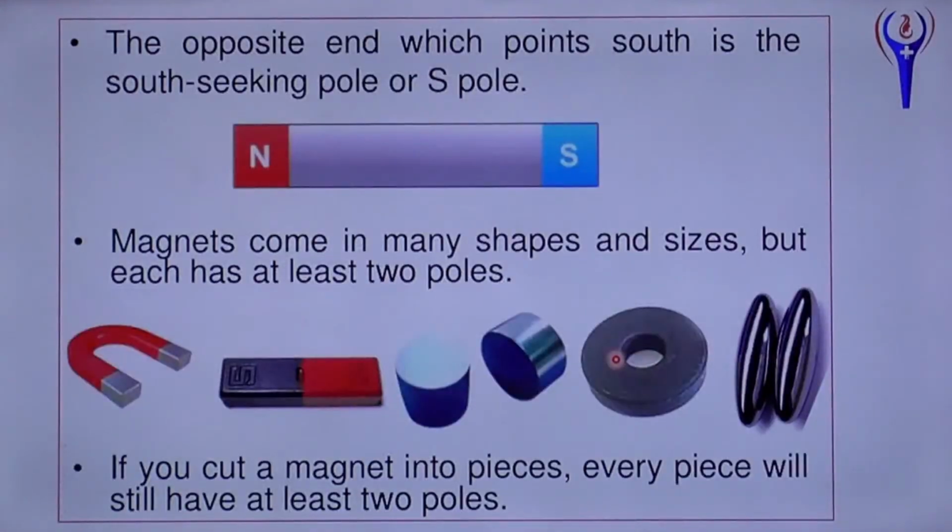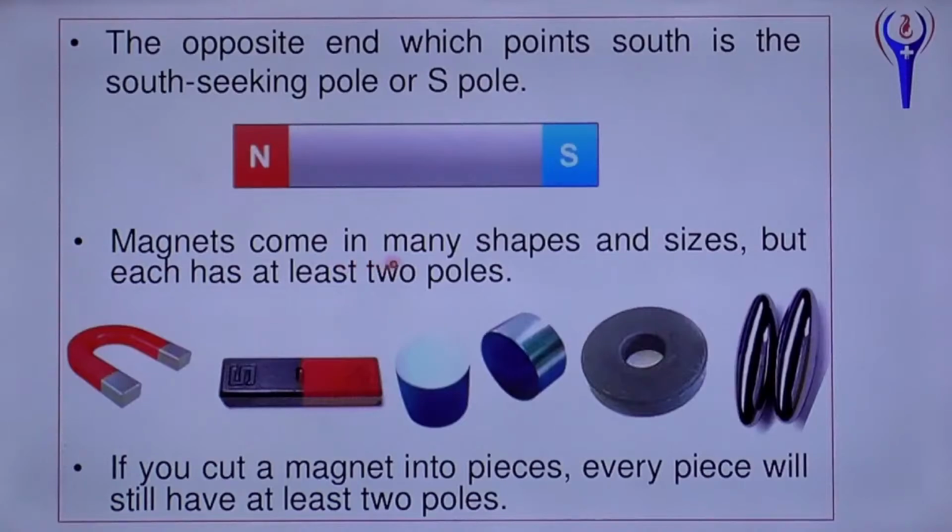Next property. There's an explanation of this. The opposite end which points south is the south seeking pole or south pole. And magnets come in many shapes and sizes, but each has at least 2 poles. If you divide this magnet into small pieces, cut into these 2, this is north and here south. Again cut, and again cut. Even a small piece of that magnet also contains north at one end and south at the other end. No monopole. We can't find any piece of magnet which contains only north or only south.